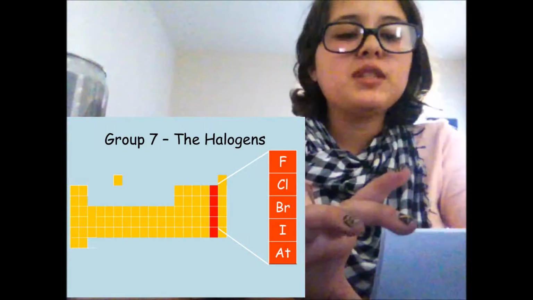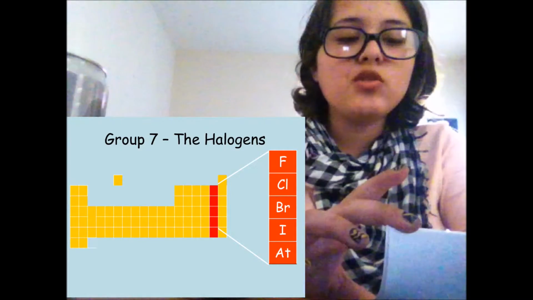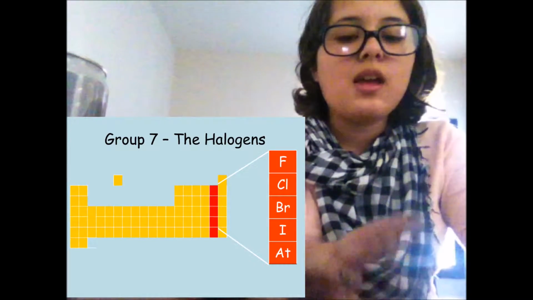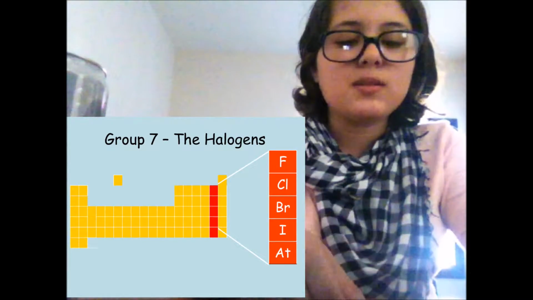Halogens, or however you say that word, are found in group 7A. They have very high electronegativities and have 7 valence electrons.